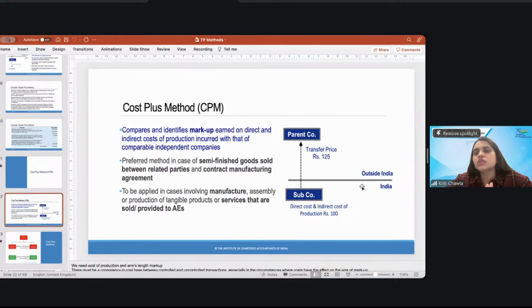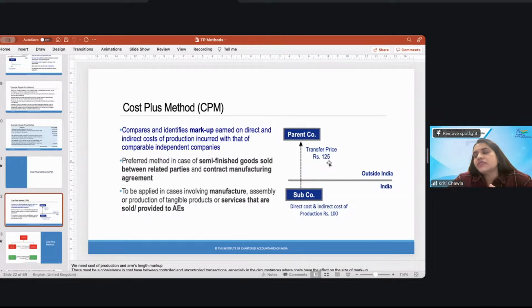So in this particular situation, what you do is you see a subsidiary company which is manufacturing a commodity. You look at the markup which the subsidiary company is earning in terms of selling the product to the parent company. Let's say the subsidiary company is selling the commodity to the parent company at 125 rupees.